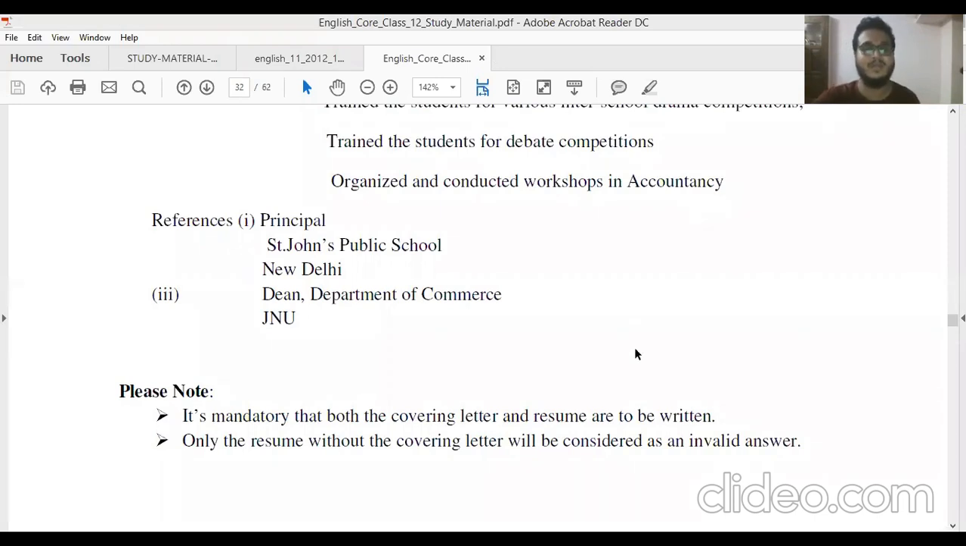So both must be there: the resume and the covering letter. Resume means biodata only. Your biodata and covering letter must be there. Only a resume without a covering letter will be considered invalid. So you must write both.